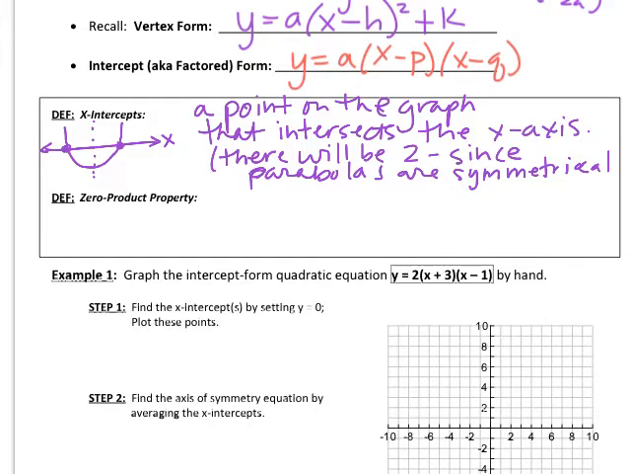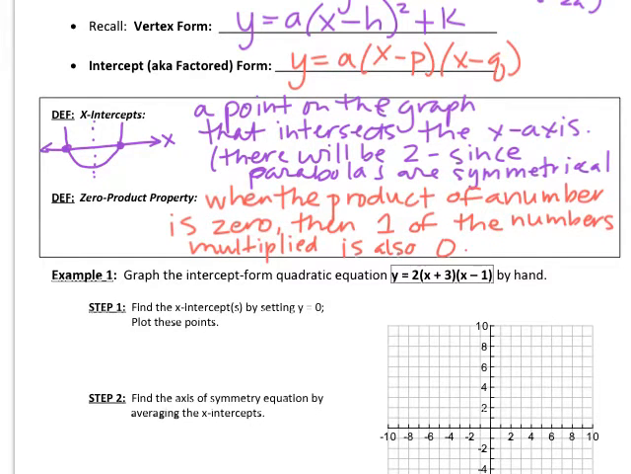And the zero product property: if two numbers multiply to 0, then that means one of the two numbers that was multiplied has to be 0. So we'll write this out. When the product of a number is 0, so suppose we have some number a multiplied by 0, then of course that is going to be 0. So all this product property is saying is that if the answer is 0, then one of those two numbers that we multiplied together has to be 0 also. 0 times any number is 0.